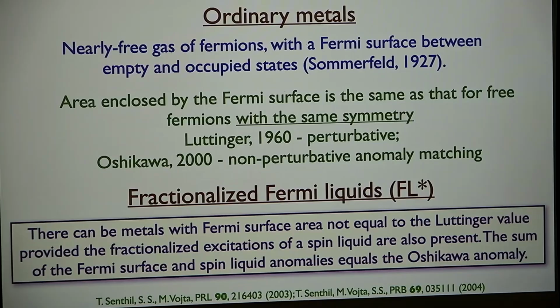And so we just need a spin liquid, which is exactly at half filling. In fact, that's what we're going to look at. We know it's an anomaly. It's just associated with 1 electron per unit cell. And so you can get a Fermi surface area which differs from the full area by 1, because 1 is subtracted away by the spin liquid.